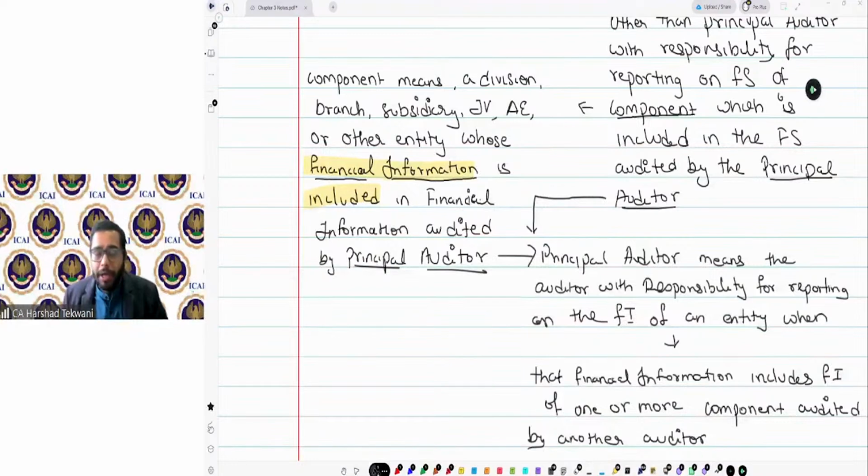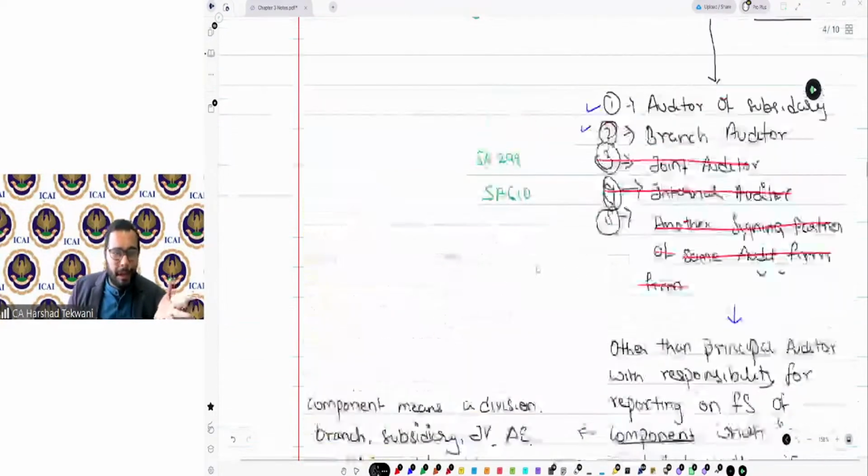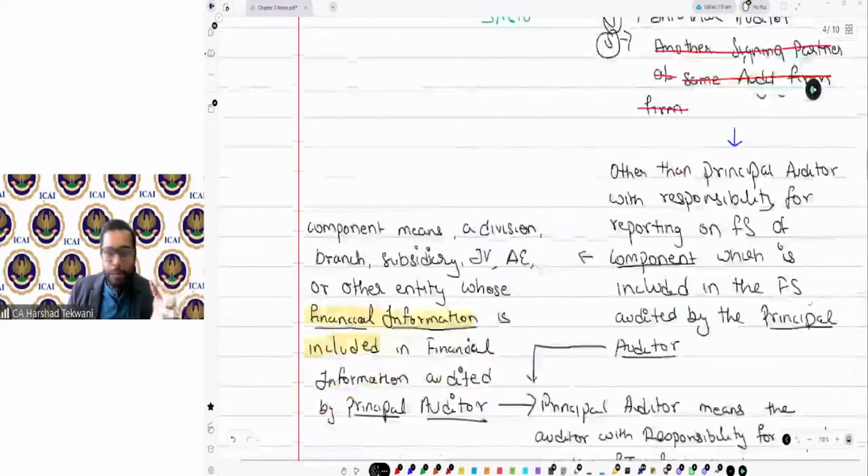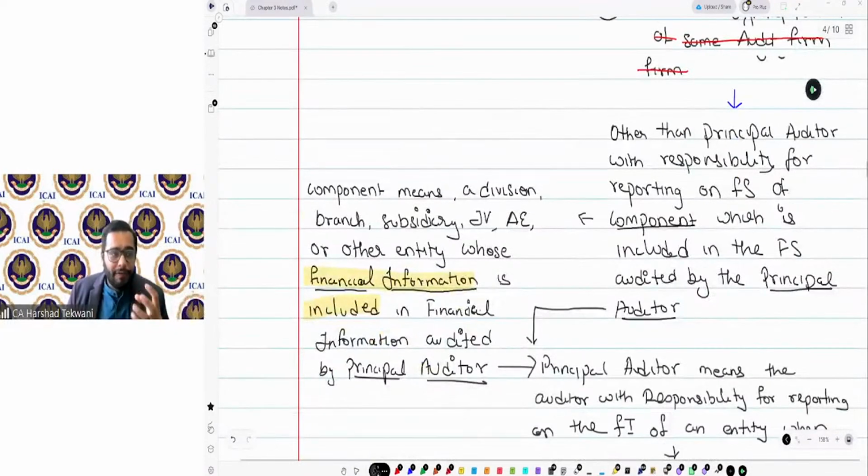Okay. Now these are the key terms that are required to be understood before we proceed further, because we need to understand what is the component, what is the other auditor, and who is the principal auditor. Now, there are a lot of things required to be seen before relying upon the work performed by another auditor.